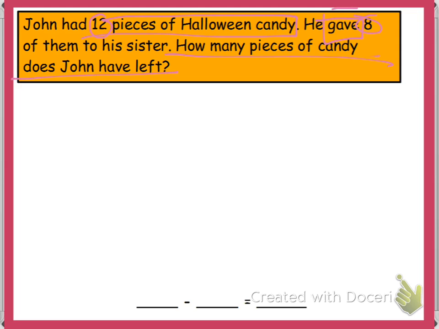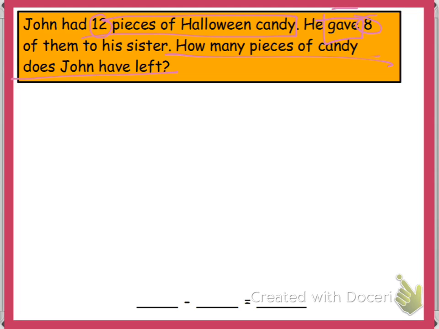I circled 8 and 12. Underline the question, how many pieces of candy does John have left? I boxed in piece of Halloween candy, which lets us know what we're talking about. Then I also boxed in gave. That tells us that he gave some away, which means that we're taking away. We're going to be subtracting.